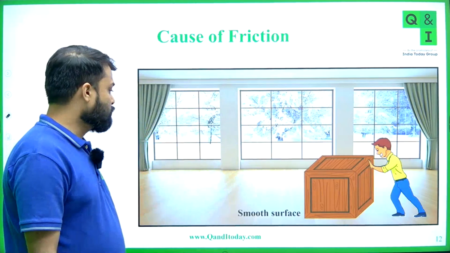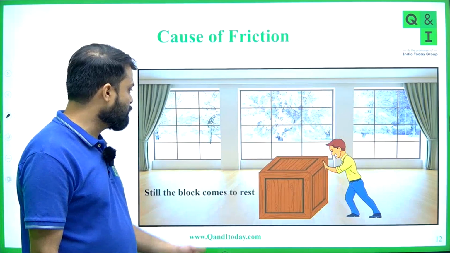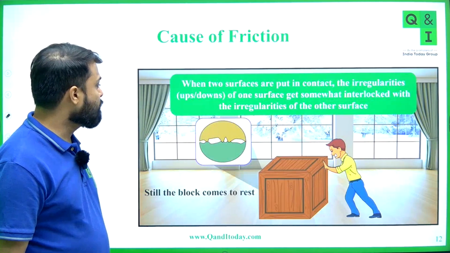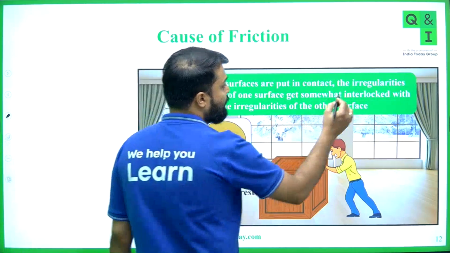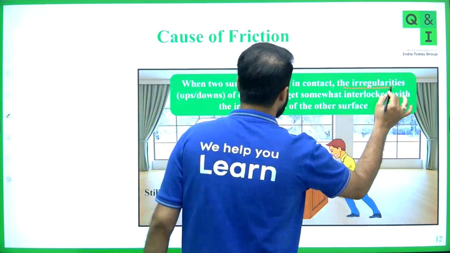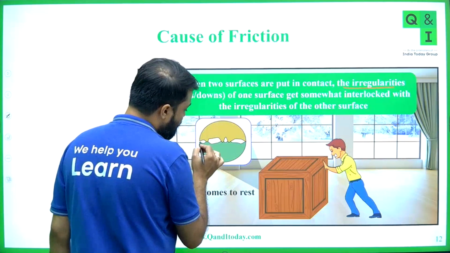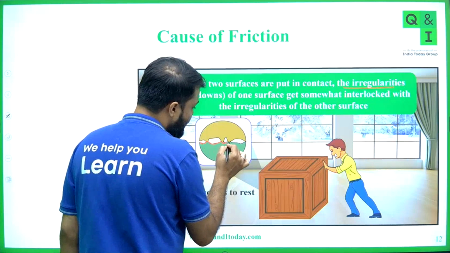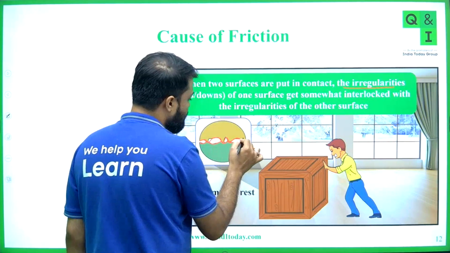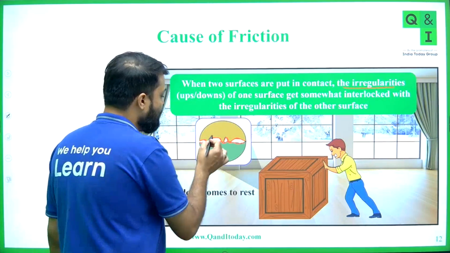Okay. So if we have a smooth surface and we apply a force, still the block comes to rest. Why is that so? When two surfaces are put in contact, the irregularities, okay, this is important, the irregularities, that is ups and downs. You can see this is the surface of the floor, the lower one, and the upper one is the surface of the block. Now this is at the atomic level.